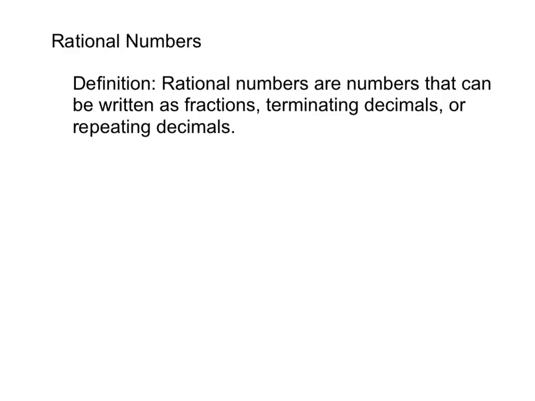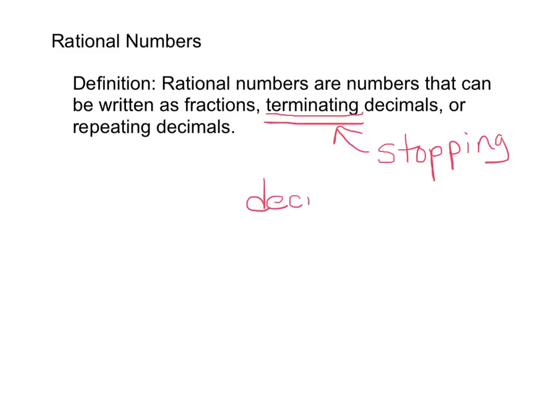Today we're going to talk about rational and irrational numbers. Rational numbers are numbers that can be written as fractions, terminating decimals, or repeating decimals. Now remember we talked about this word terminating, and we said that it means stops or stopping. So decimals that stop.